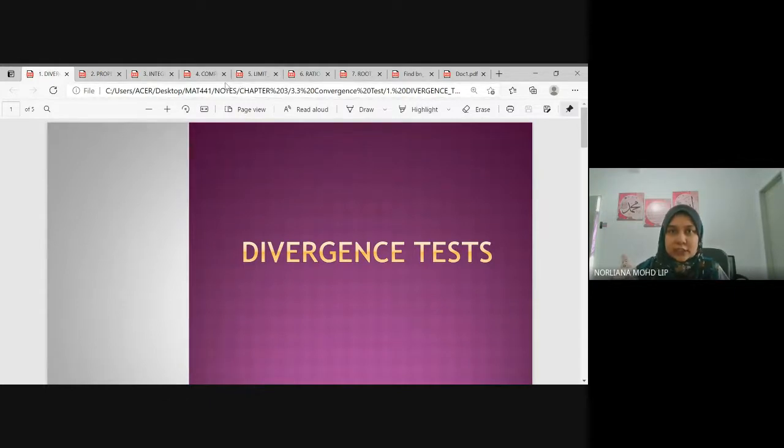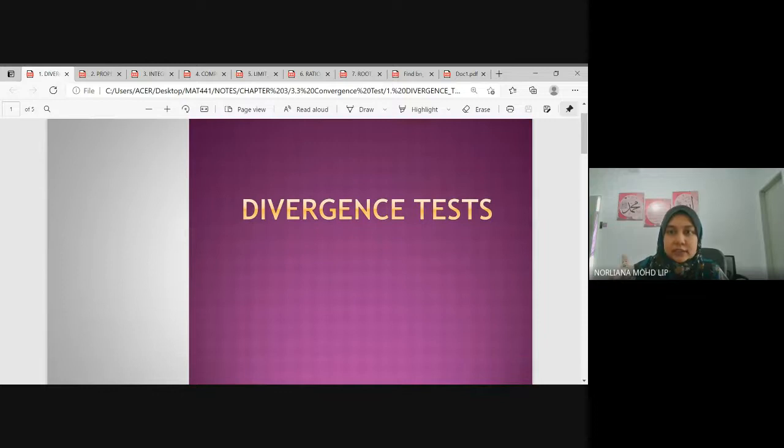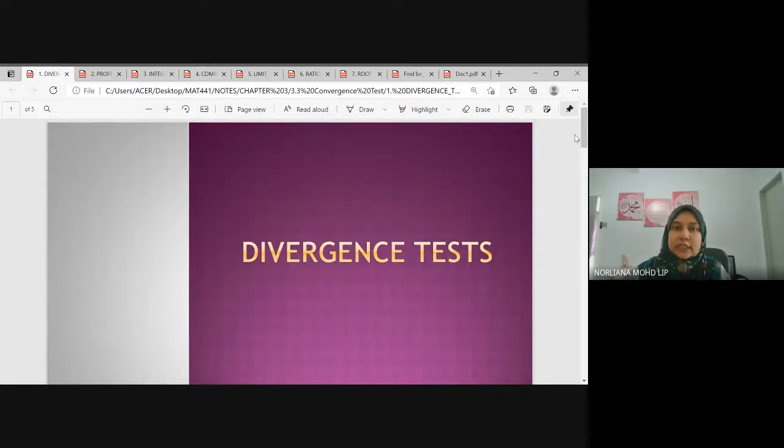Okay, so untuk hari ni akan ada 7 teorem lah. Okay, saya akan mungkin masa lama lah tapi saya akan cepatkan. Okay, first theorem for convergent test.